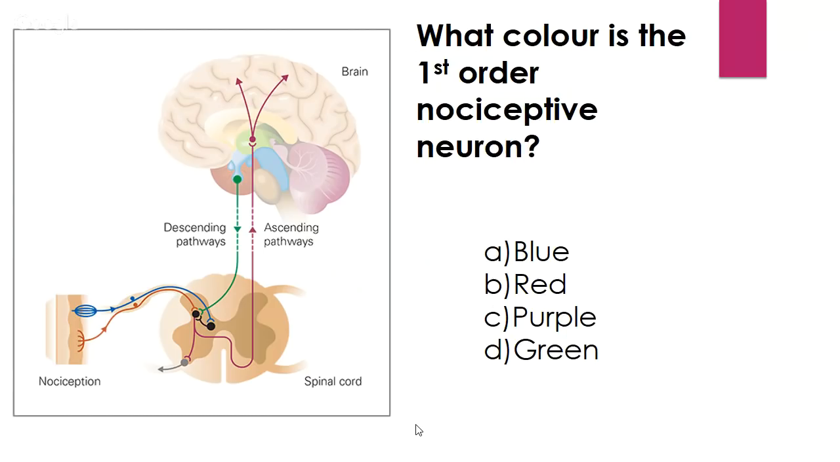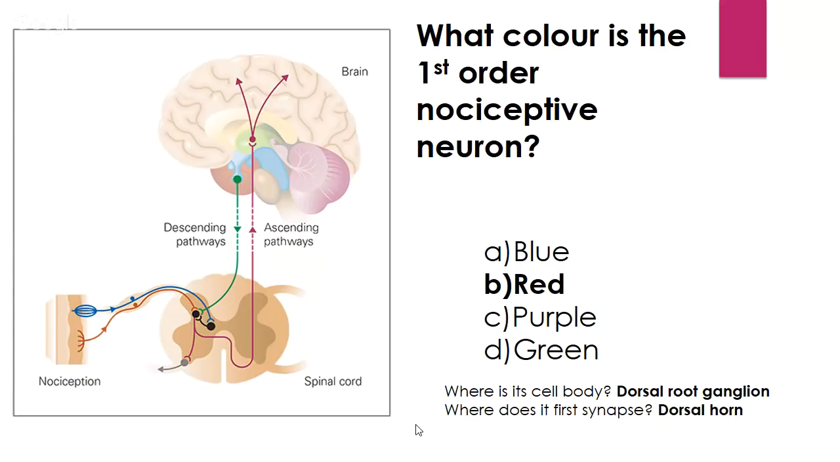More questions. What color is the first order nociceptive neuron? Basil, pick someone. Red? Yes. And bonus marks, where is its cell body and where does it first synapse? The dorsal root ganglion and the dorsal horn.